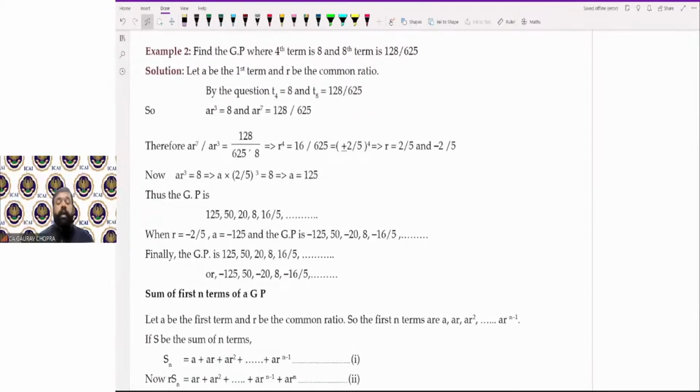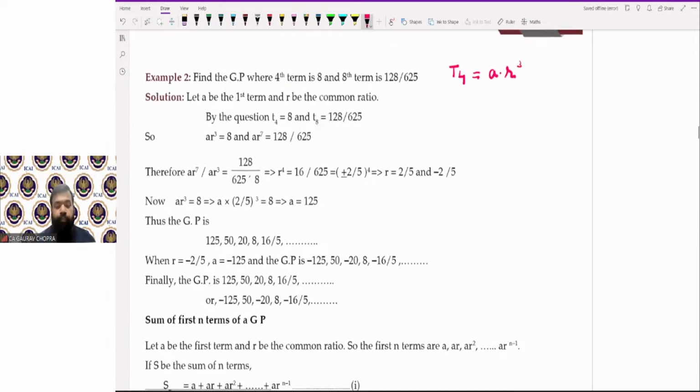Find the GP. So what if you have to calculate GP, where fourth term is 8 and eighth term is 128 by 625. तो चलिए फोर्थ टर्म आपको दे रखा है तो आप क्या लिखेंगे? T4. T4 means A into R to the power of 4 minus 1. That means AR cube. So AR cube is equal to 8.